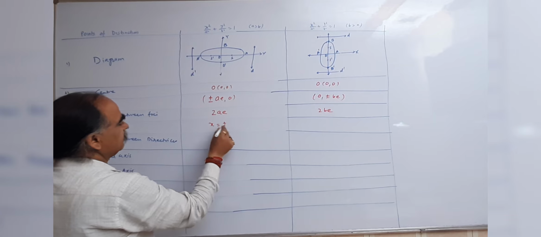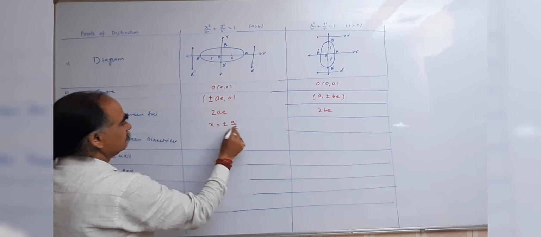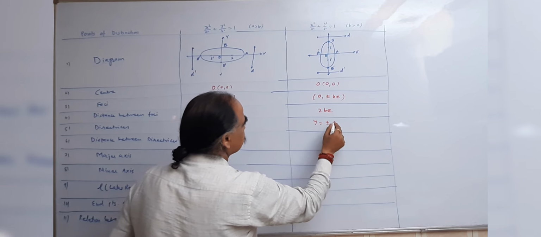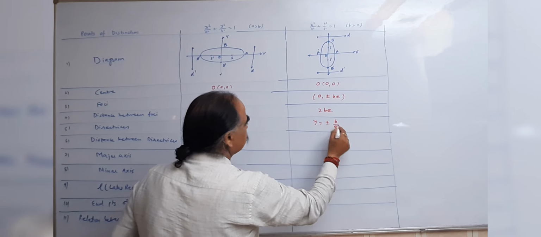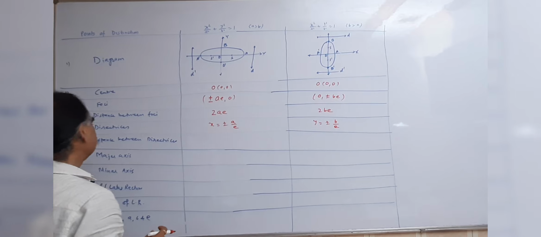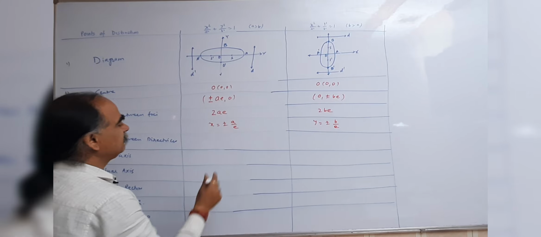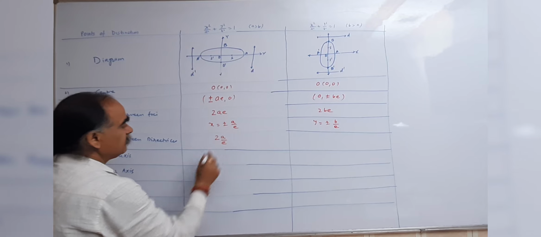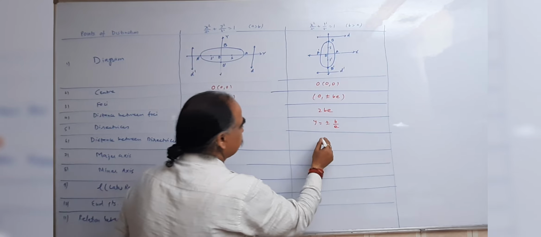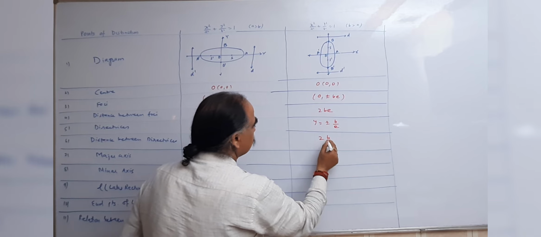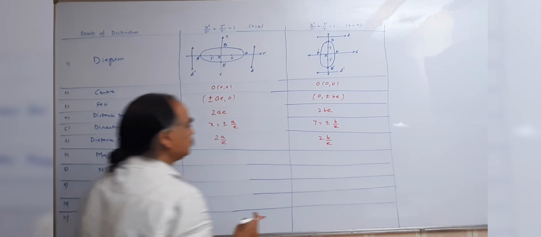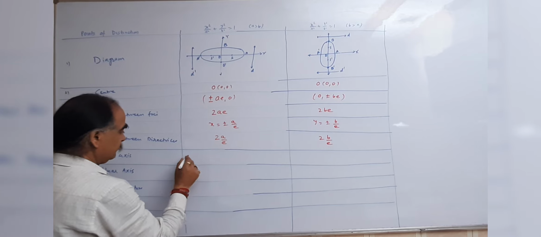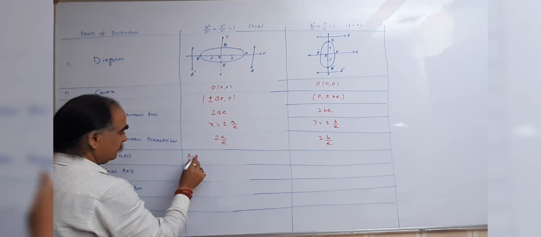The directrices: x is equal to plus minus a by e. Here it is y is equal to plus minus b by e. Distance between directrices will be what? 2a upon e. Whereas here it is 2b upon e.